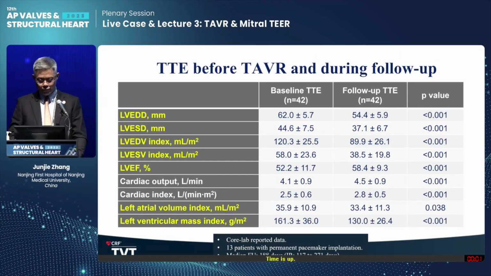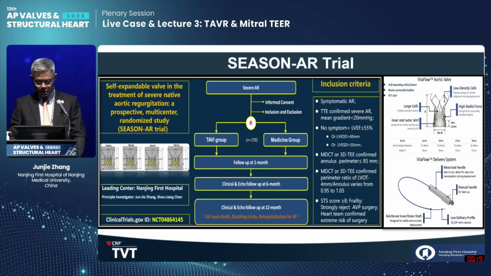Very interesting, 42 cases were completed with echo follow-up. You can see that compared with the baseline TTE, the 6 months TTE follow-up was associated with significantly improved RV function and decreased RV size and also left ventricular size. This is the CDNA trial. This is ongoing. Totally, we have included 80 cases.